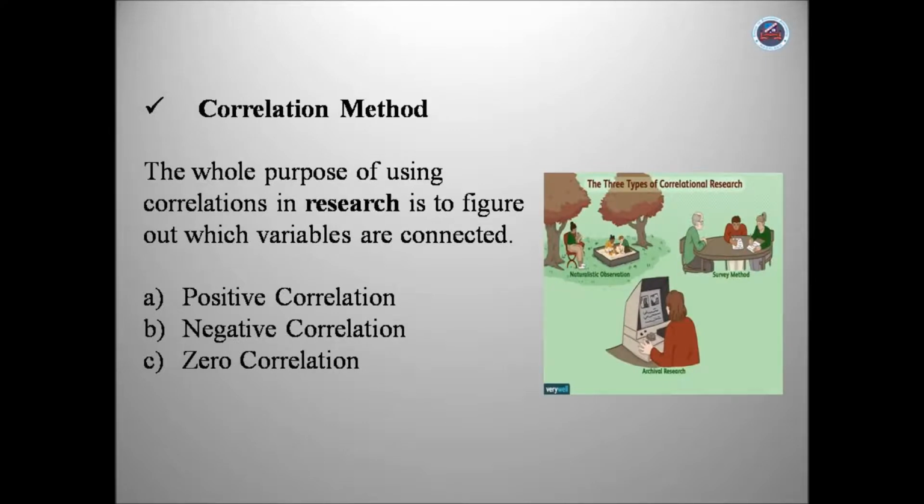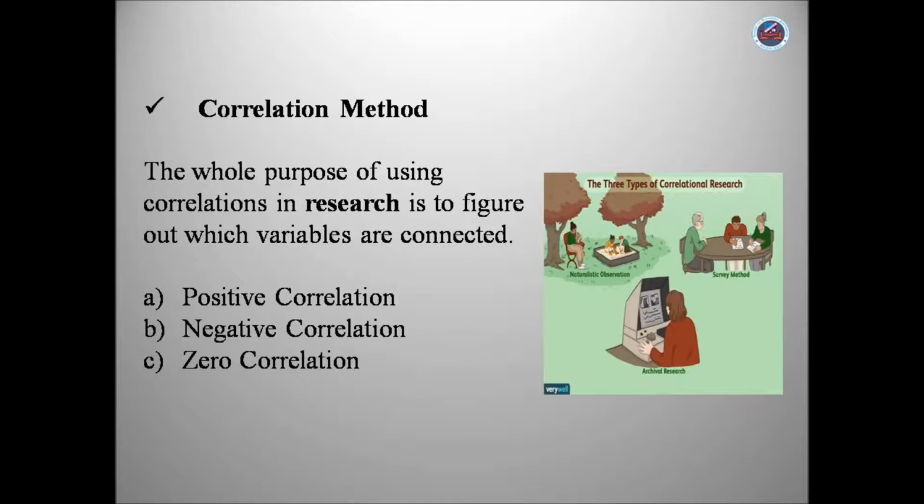Correlation method. Correlation means relationship between two variables. It is an example of how naturally we correlate one event with another event. As mentioned earlier, correlation simply means a relationship between two different variables. The whole purpose of using correlation in research is to find out which variables are connected with the other variable.